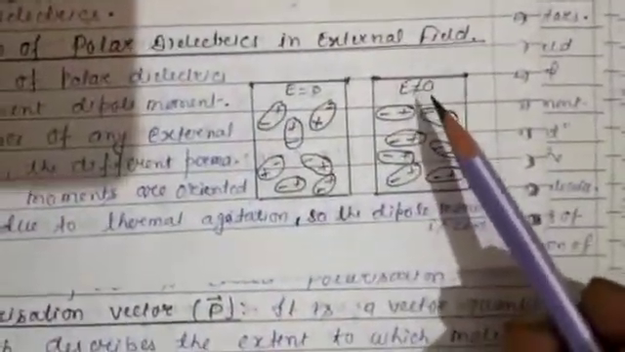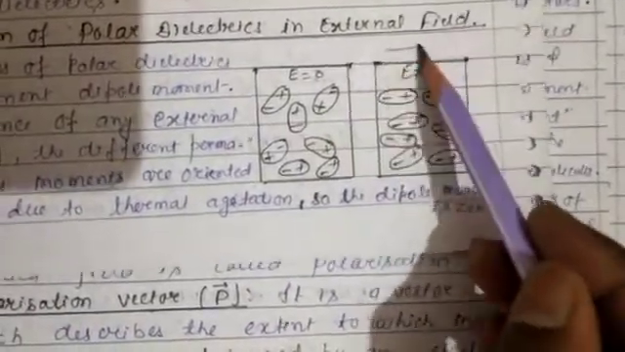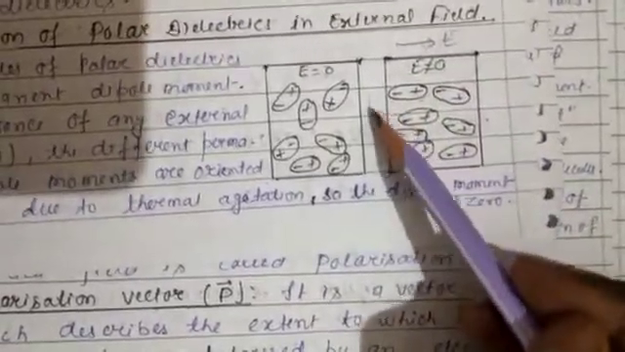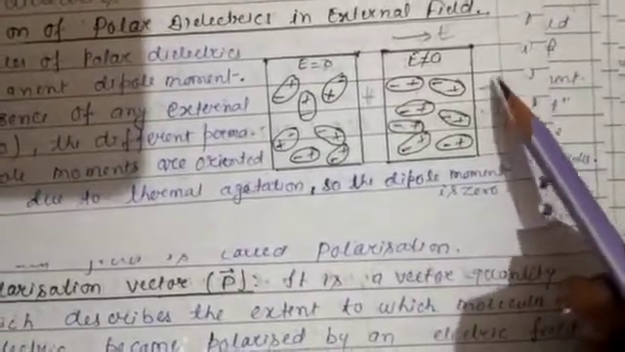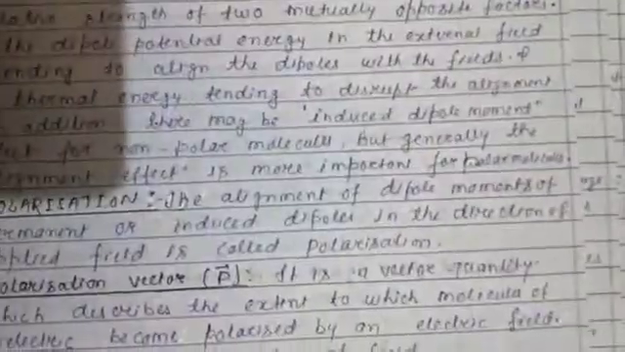When we are applying an electric field, what will happen? The negative side is attracted, this is the direction of the electric field. The negative side comes towards the positive end and the positive towards the negative end, and hence we can say the polar dielectric is polarized.